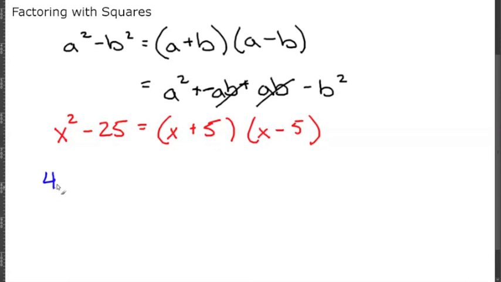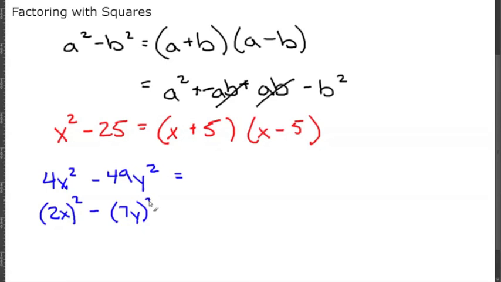Let's look at 4x squared minus 49y squared. Our a term will be 2x, because 2x squared would give us 4x squared, and our b term is going to be 7y, because 7y squared would give us 49y squared. So our factored form would be (2x plus 7y) times (2x minus 7y).